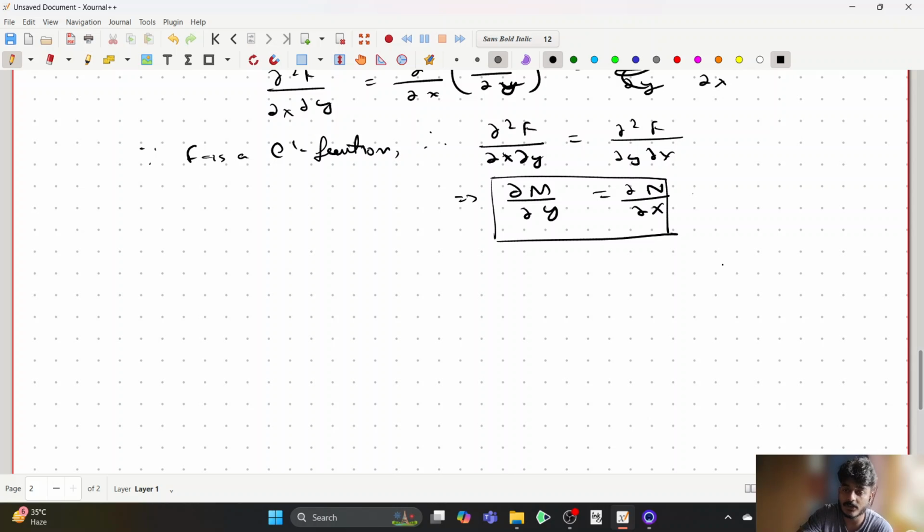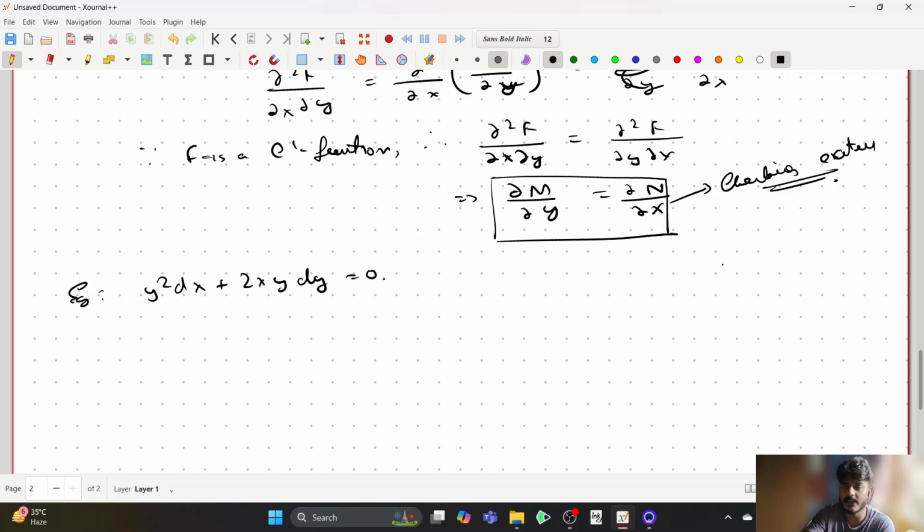Okay, so this is checking exactness. Okay, fine. But a sort of converse of this statement is true as well, right? Oh, before that, let us first encounter an example. Example: consider y squared dx plus 2xy dy equal to 0. Is it exact? Yeah, so we can directly check it from here, right?